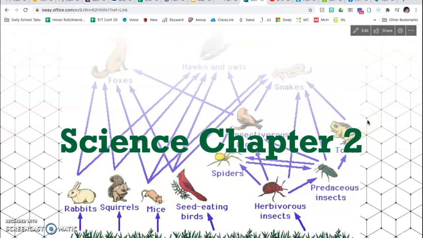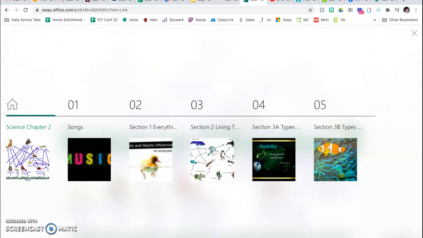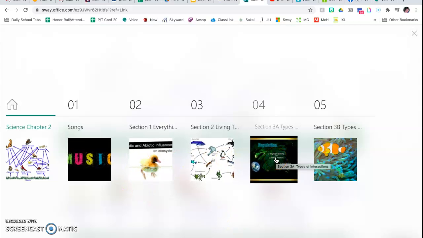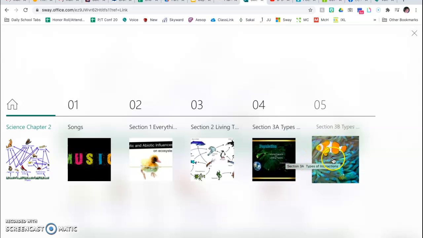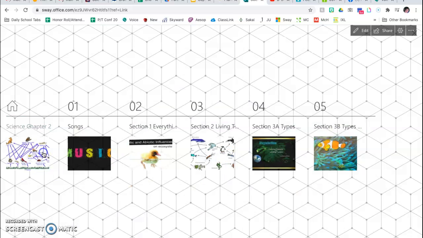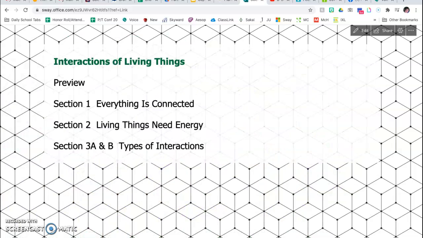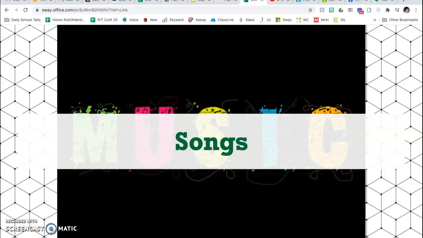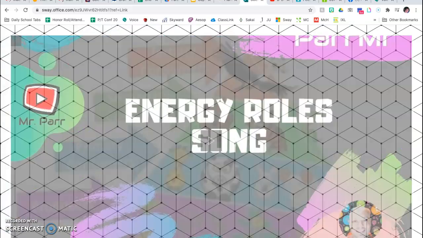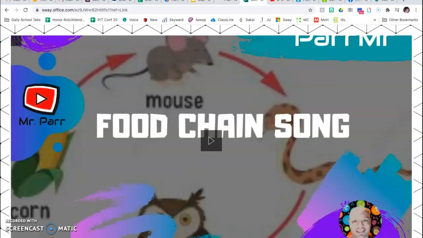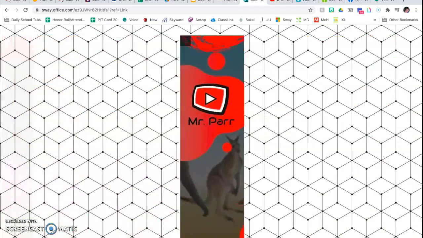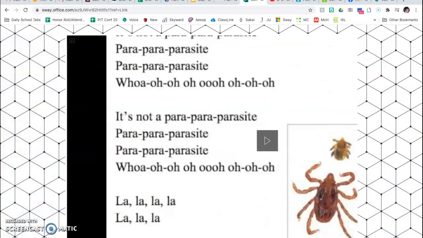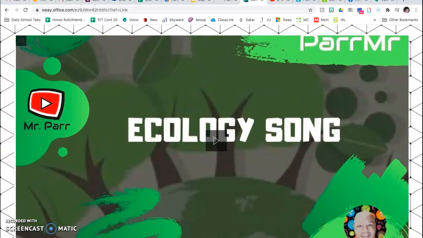Today we're going to begin our study of Chapter 2 in Science. In this chapter you'll see that there are 3 sections, but I've divided Section 3 into 2 parts, A and B. At the beginning you have the songs and music, and there are several with this chapter. So as always, I encourage you to go back and listen to those because those will help you learn the material.